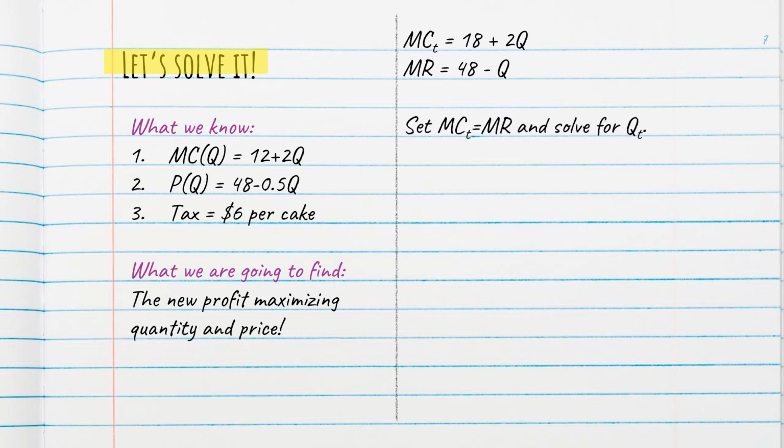So what we're going to do is take our updated marginal cost curve, 18 plus 2Q, set it equal to 48 minus Q, and solve for Q. Collecting my Q terms on the left-hand side of the equation, I get 2 plus 1 is 3. So 3Q is equal to 48 minus 18, which is 30. Dividing both sides by 3, I get that Q under the tax is equal to 10.